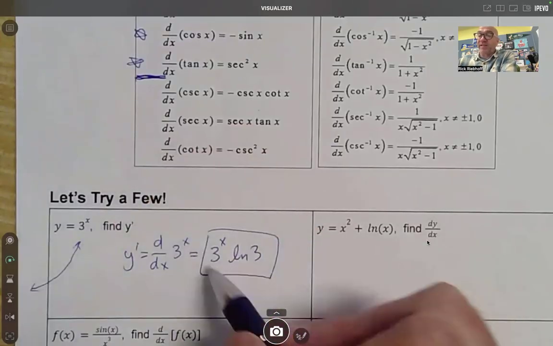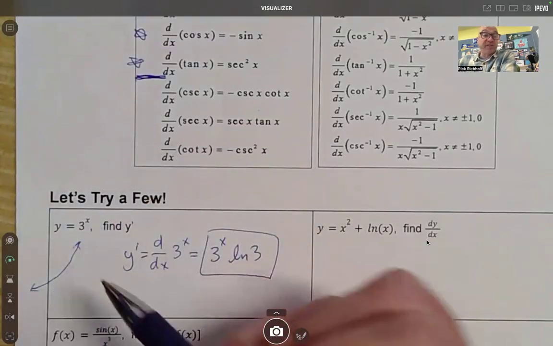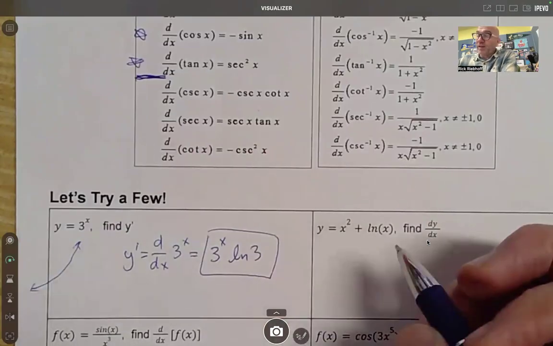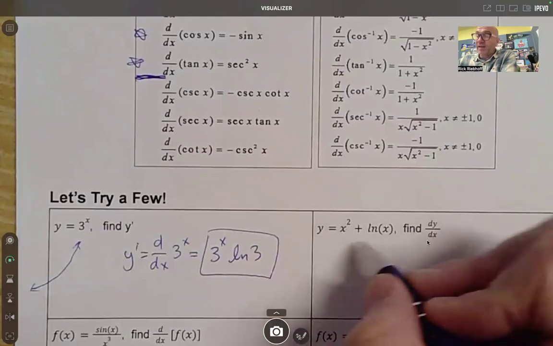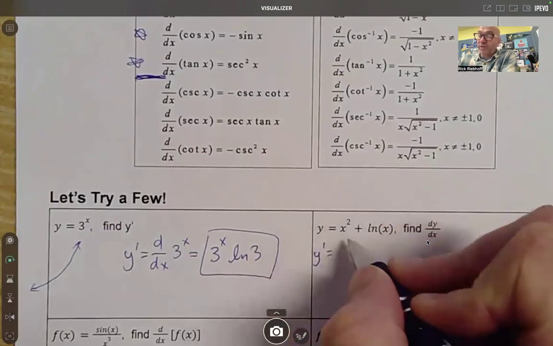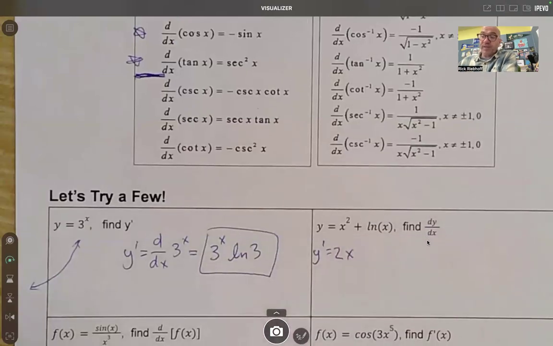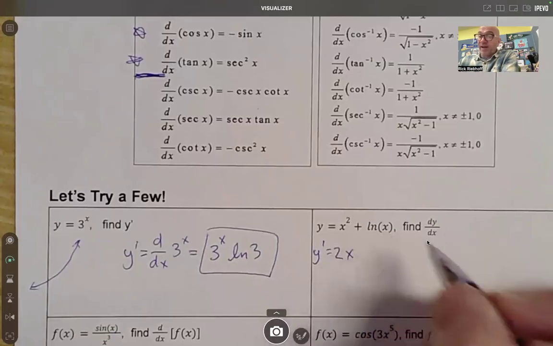And the graph of this will give me the slope of this at any point. Cool, right? All right, this one we've got a little extra funk. We've got adding. So y prime, the first one's going to be easy. Same rules as before. It's just going to be 2x, plus ln of x.